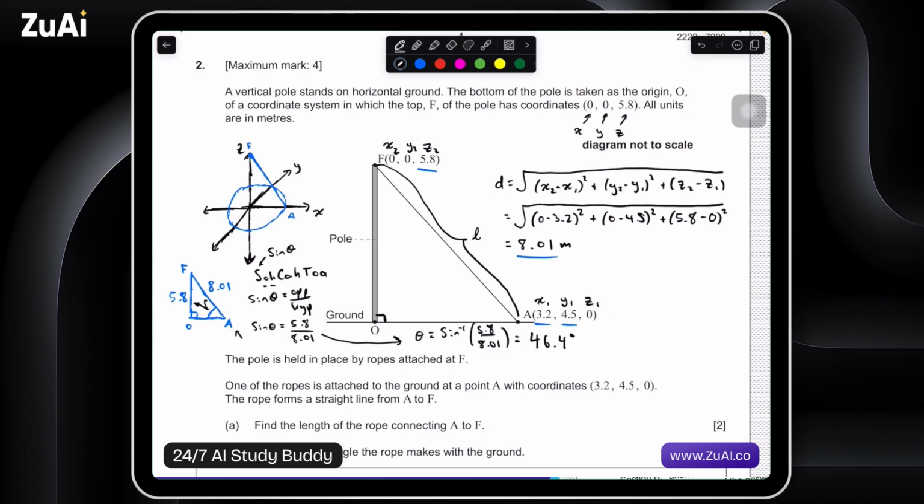Once again, the distance formula for 3 dimensions is given to us in the formula booklet, and given that we have a right angle triangle, we know this absolutely, and we know one other side, because our pole is centered at the point 0, 0, 0, and it just goes up 5.8. So we know this length and this length, and then we can write a right angle triangle and use our SOHCAHTOA or trig functions to solve.